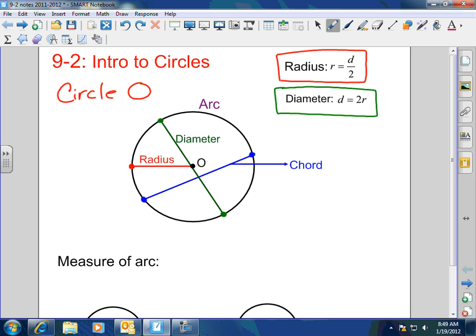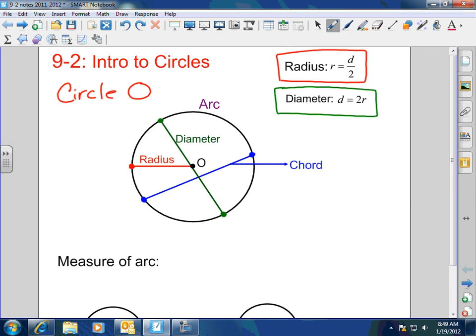So again, a diameter is a chord, but a chord will never, ever be a diameter. Hint, hint, that may be a test or quiz question. So if you want to answer it the way you want to answer, that's fine, but it will be wrong. A diameter is a chord because it meets the criteria of a chord.